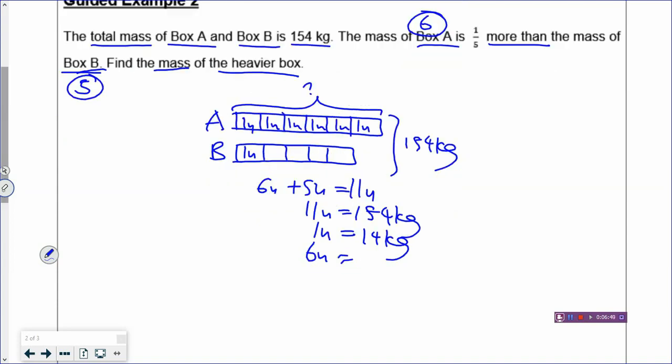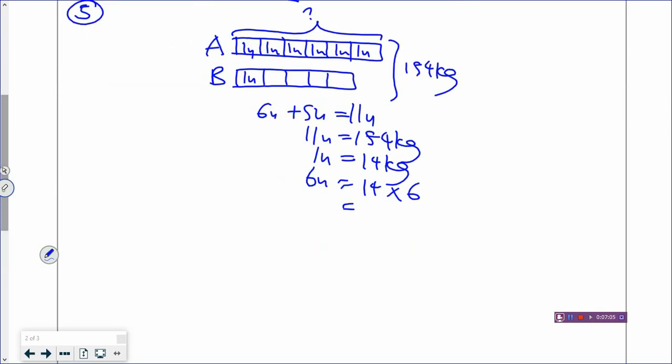Alright, now for the purpose of not spending too much time on the steps, in the exam you have to write 14 times 6, which is equal to 84 kg. But in Mr. Ong's lesson, for the sake of doing faster and not spending too much time on the steps, because the lesson is about the drawing, I will usually just put down the answers immediately. Like what is 6 units? 14 times 6, and I will just put down 84 kg.